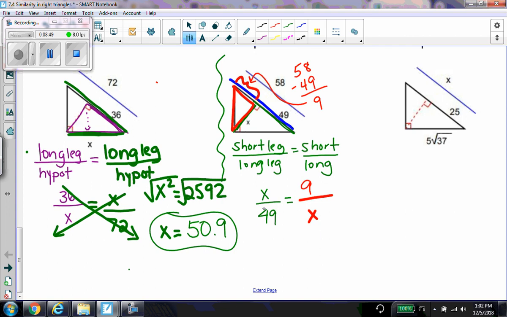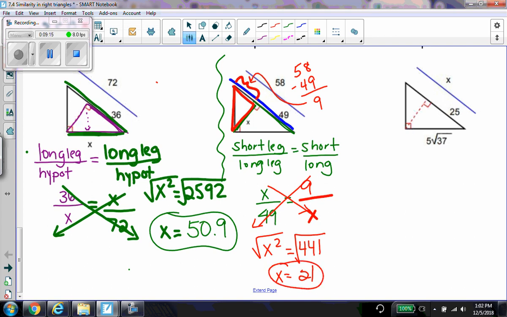So I've got short to long, I can cross multiply. That leaves me with x squared is equal to 441. I don't want x squared, I want x. Take the square root of both sides. That's going to leave me with x is equal to 21.